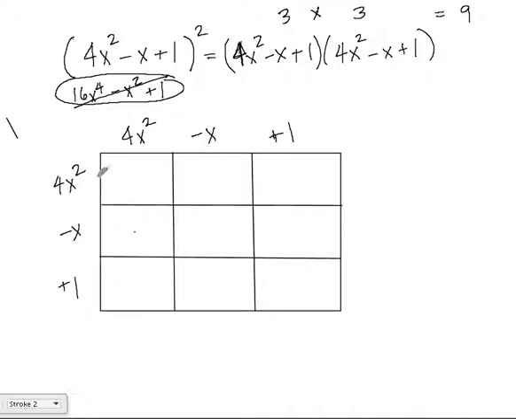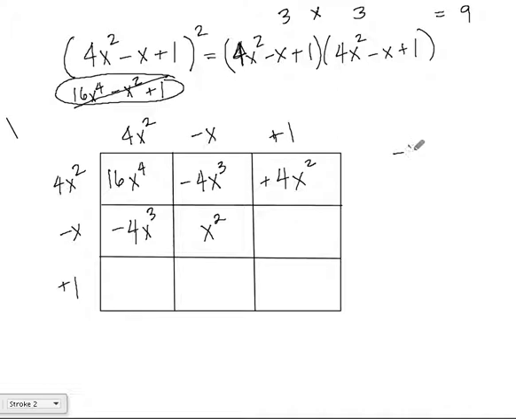Okay, so this would be 16x to the fourth. This would be negative 4x to the third. See, I'm multiplying the row by the column to fill in the box. This would be plus 4x squared. This right here would be negative 4x to the third. This middle box would be a negative x times a negative x, which is positive x squared.